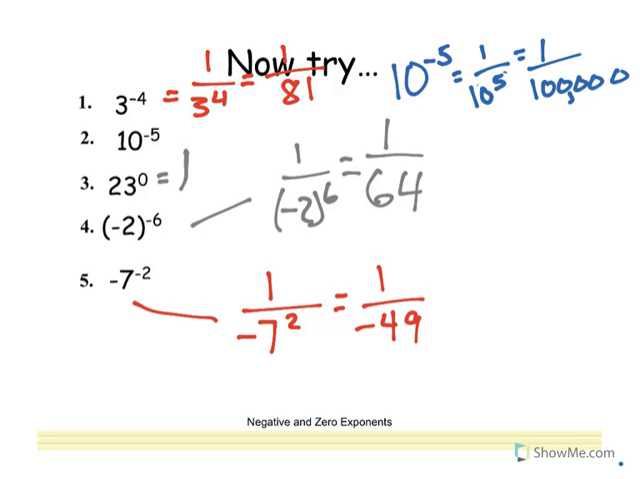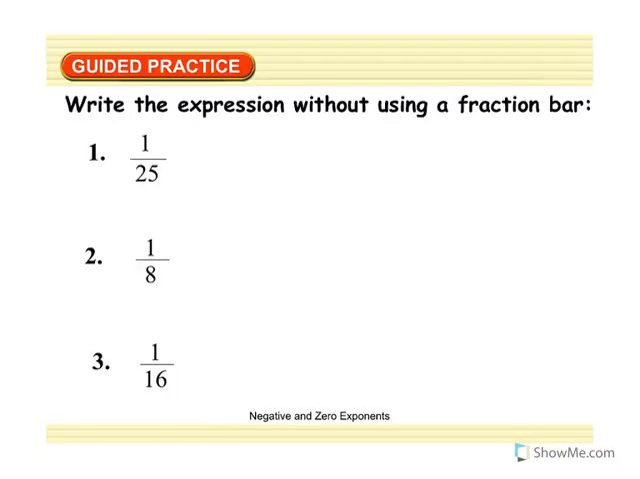Now, the only other thing we need to do is the reverse. So let's take a look at that now. Write the expression without using a fraction bar. So now we're working backwards, right? In other words, if the answer to our problem was 1 out of 25, how did we get there, right? What negative exponent expression would get us 1 out of 25? Well, we need to think about what 25 is as a power. 25 is equal to 5 squared.